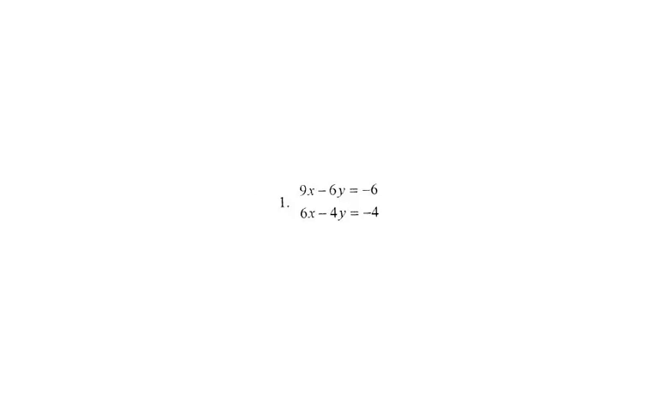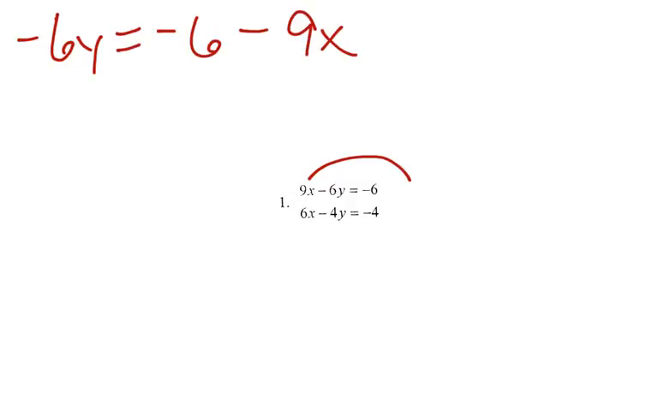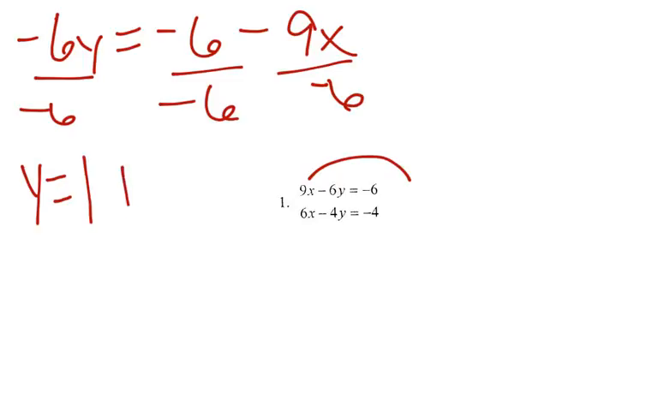Okay, number 1. On your notes for today, what it wanted us to do was tell if it was consistent and dependent, consistent and independent, or inconsistent. The first thing you're going to have to do is get y by itself. On your first equation, you need to move that 9x. So you end up with negative 6y is equal to negative 6 minus 9x. Divide everything by negative 6, and you get y is equal to positive 1 plus 9 divided by 6, which is 1.5, x.